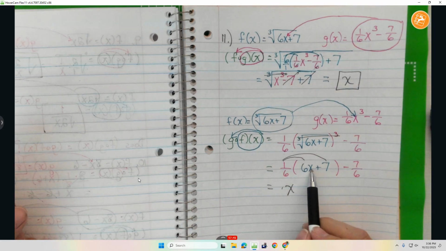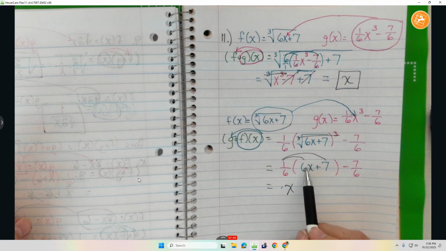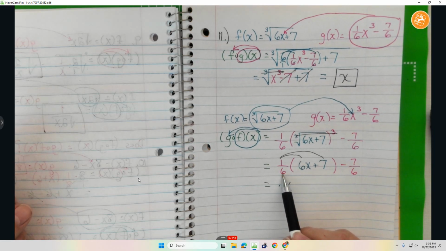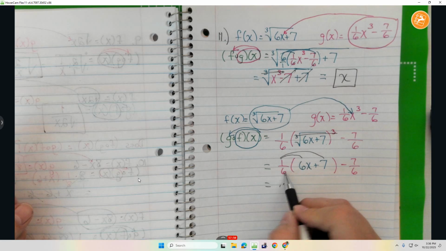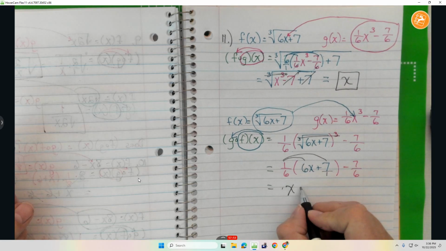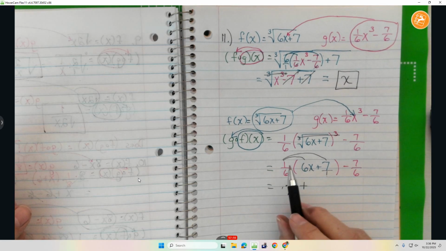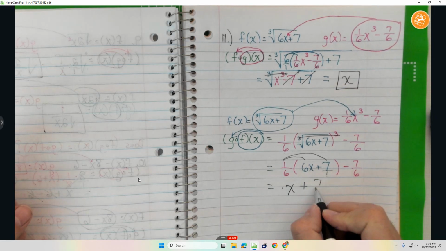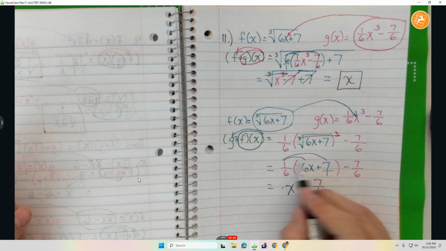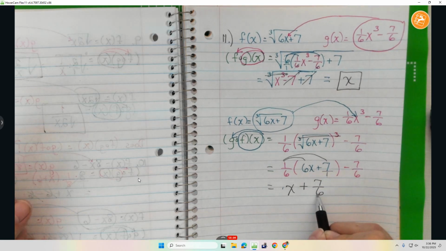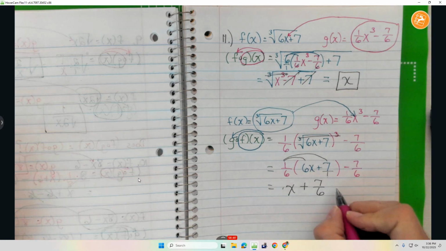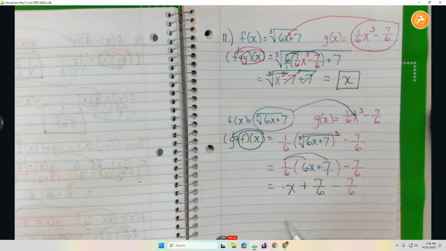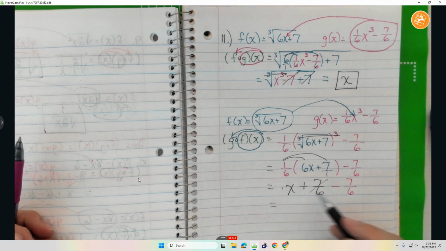Y'all see why I'm just writing x here? The 6 and the 1/6 cancel. And now 1/6 times 7/1. Nothing cancels there. You just have 7/6, 1 times 7, 6 times 1. And what else do you have stuck on there? And what's about to happen? Leaving us with just x.